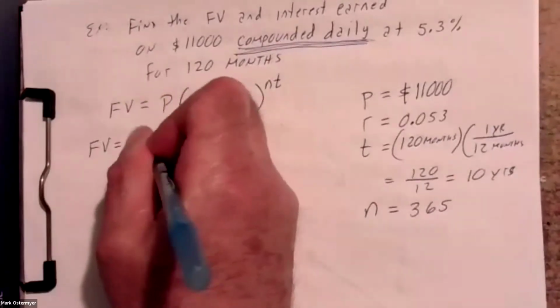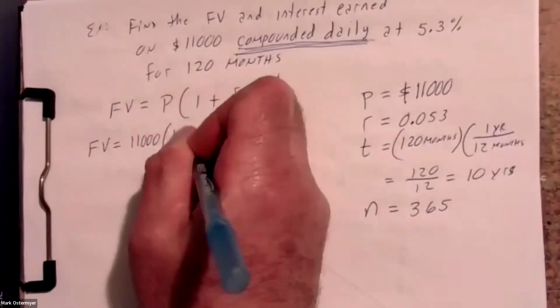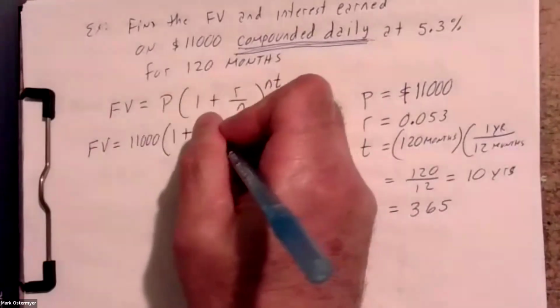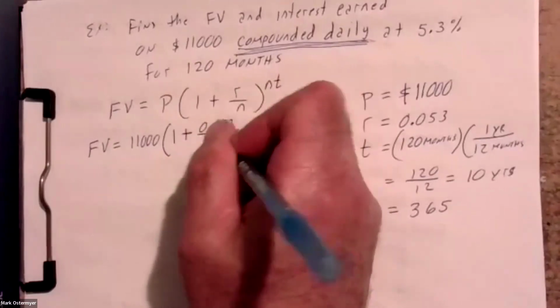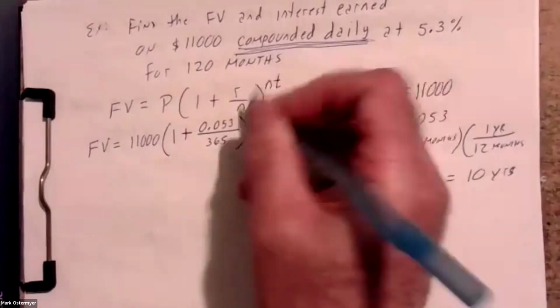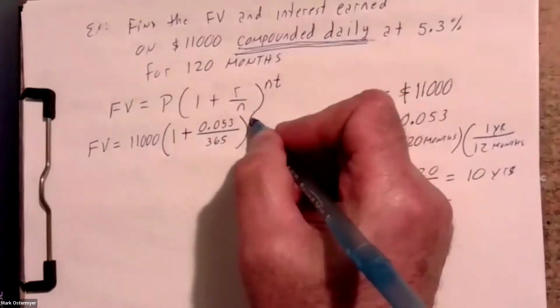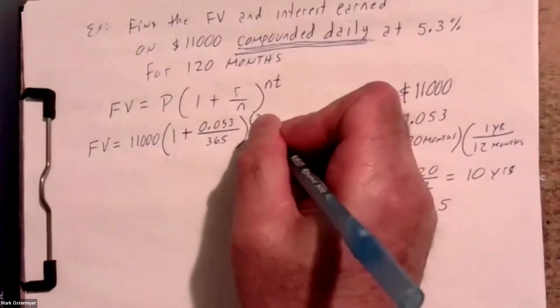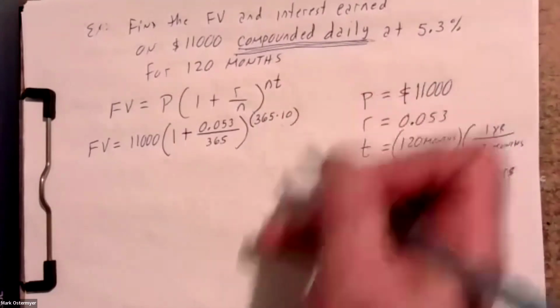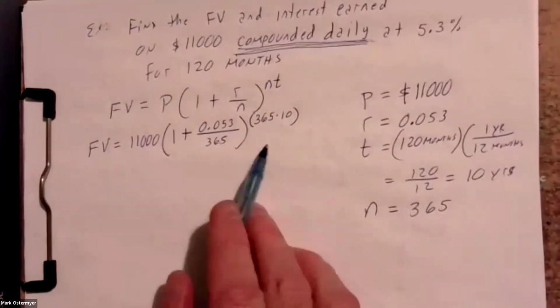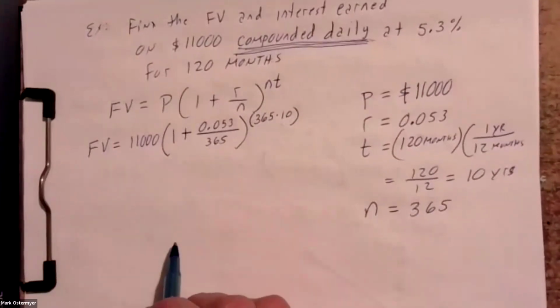Let's plug the numbers in where they belong. So we've got $11,000 times quantity 1 plus the interest rate, 0.053, divided by N, which is 365. All raised to the, and I'm going to put this exponent inside parentheses, all raised to the 365 times 10 power. How do we enter this monster on our calculator on one line?